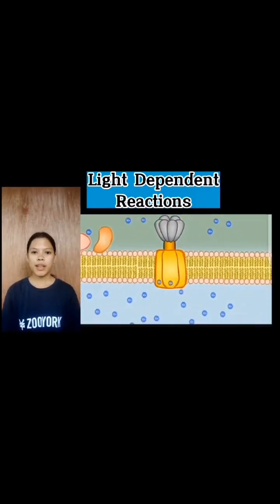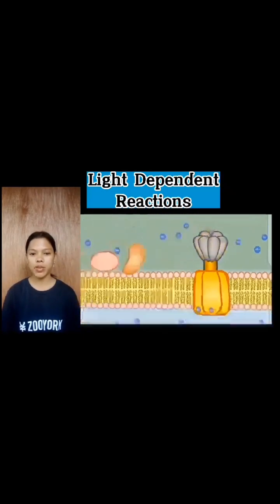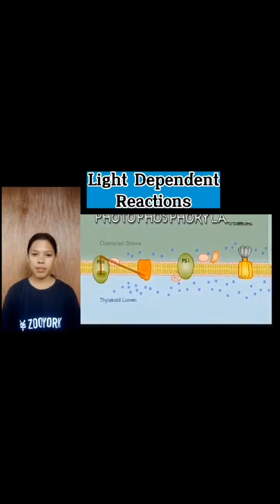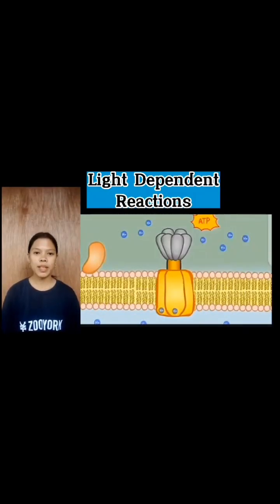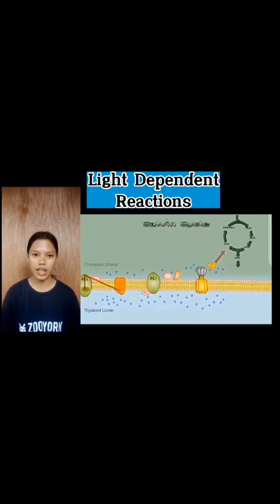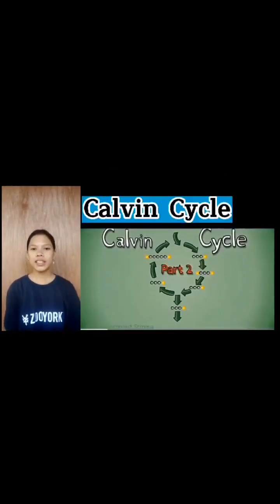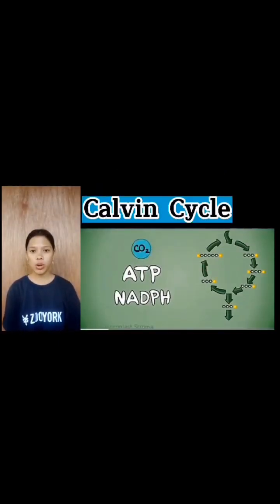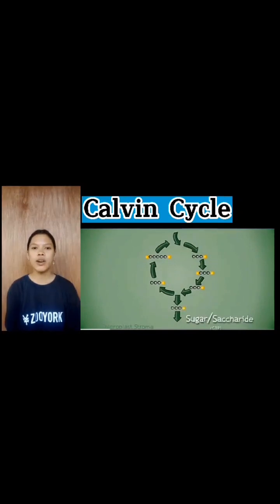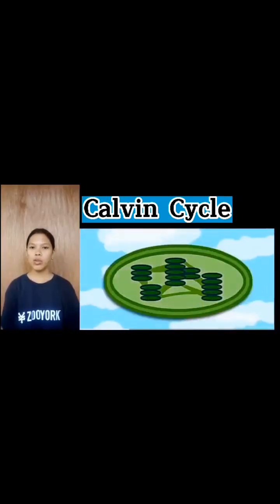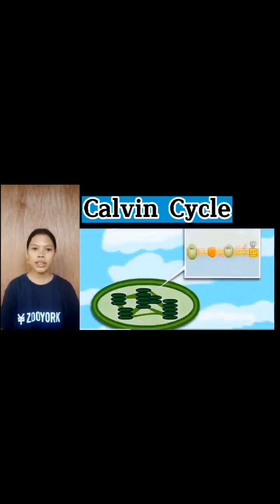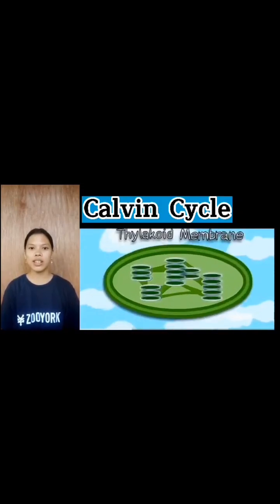As the protons pass through these enzymes, it spins around, and this releases the energy which binds the phosphate with the ADP. When the ADP and phosphate bind, ATP is formed and has a special job to do in the Calvin cycle, or stage 2. The Calvin cycle uses those products plus the CO2 to make a sugar or saccharide from which the plant's food is derived. It takes place in the stroma of the chloroplast, the fluid-filled matrix that's contained outside the thylakoid.